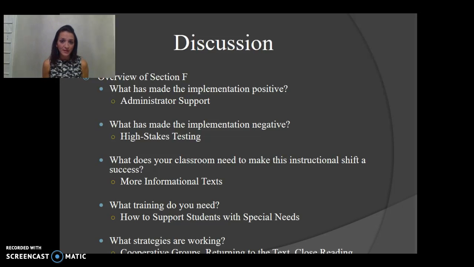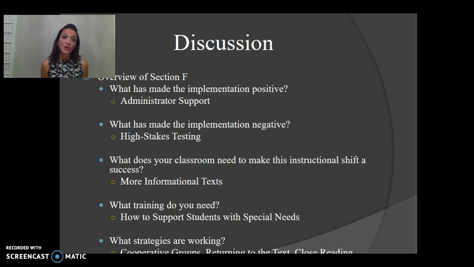What training do you need in order to implement this shift was also asked, and 36 responses indicated a need for more training on how to support students with special needs. So as administrators consider what their continued implementation plan might look like in terms of professional development, that is certainly an area of concern for teachers and should be an area of support in professional development.